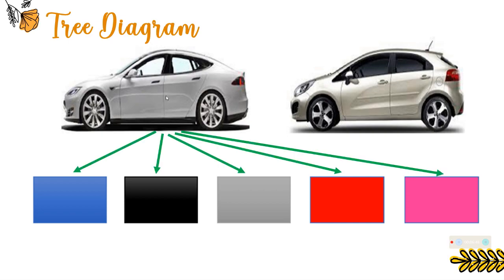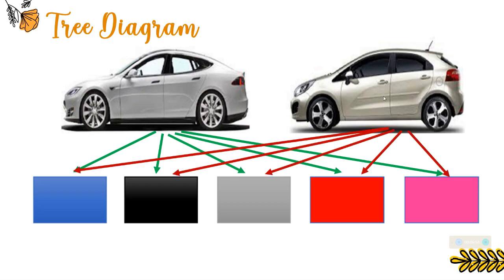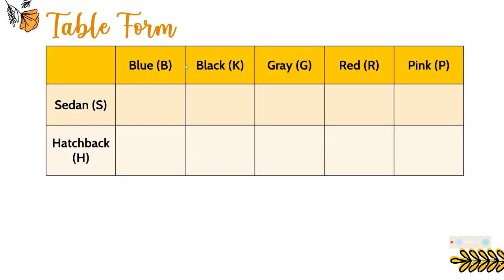So using the first body style with 5 colors, so we have here. And then the second style we have here, the 5 colors. And if you are going to count the number of possible choices, we have 10 possible choices. If you are going to use the table form, we have here the body style, and on the columns we have the different colors. So we have blue sedan and blue hatchback.